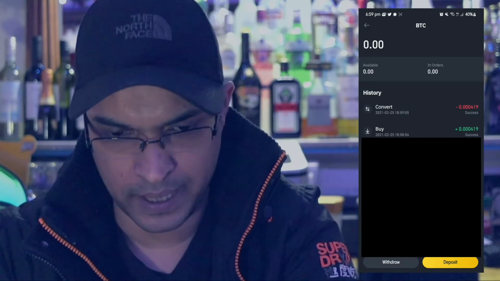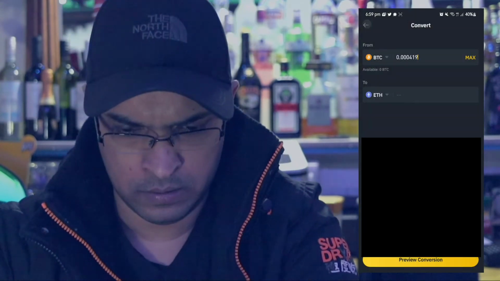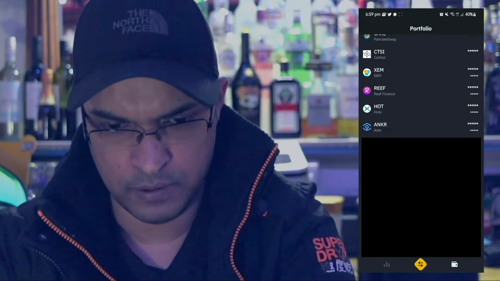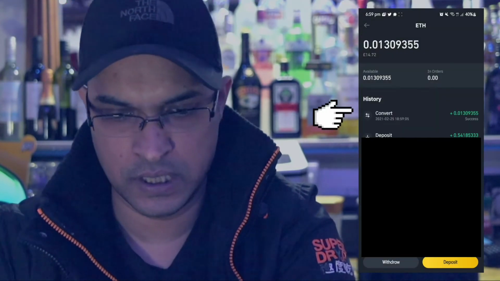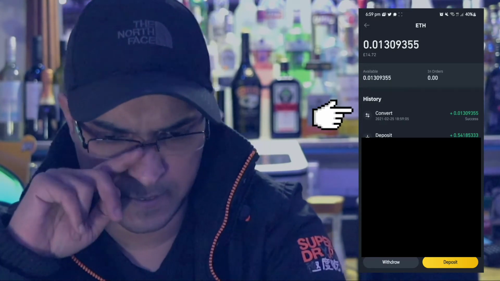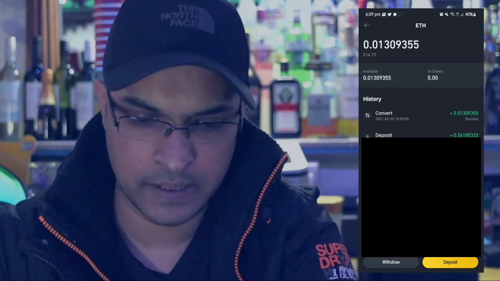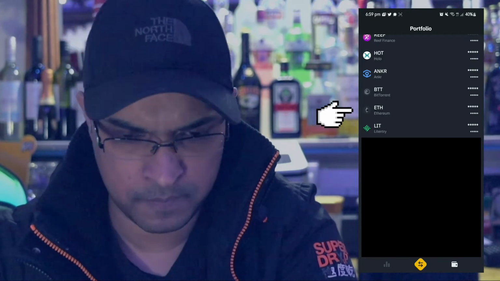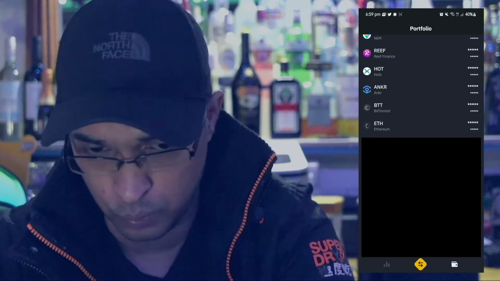So let's go back into Ethereum now. Go to the wallet. Let's have a look at how many Ethereum we got. As you can see, this is the amount of Ethereum we just received. So we converted that into Ethereum basically. Now what we want to do is try and sell that Ethereum. So we're going through the process.